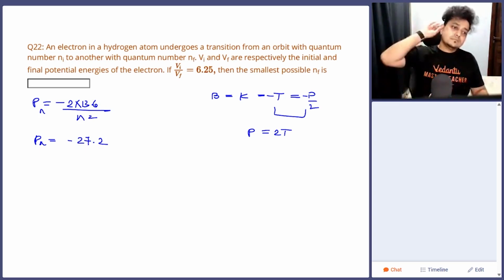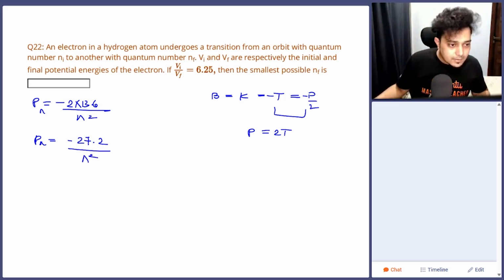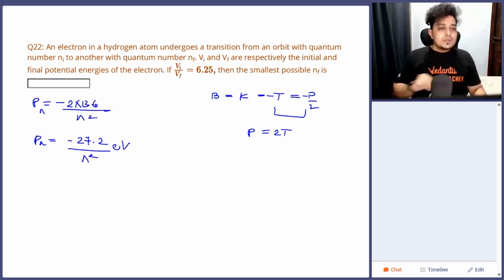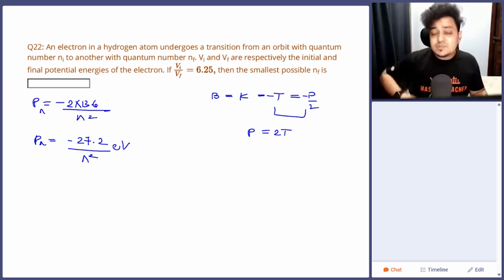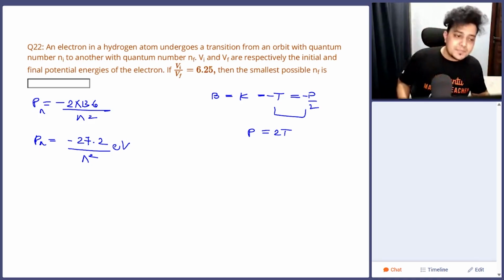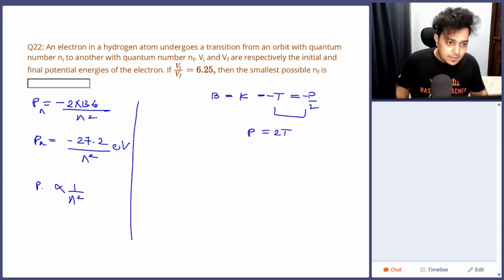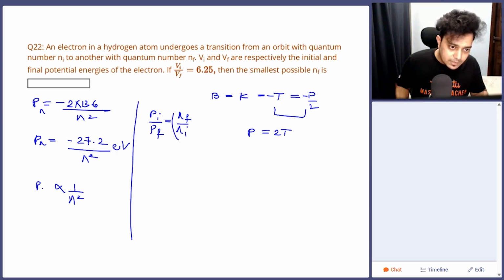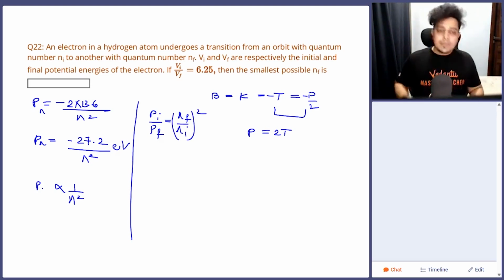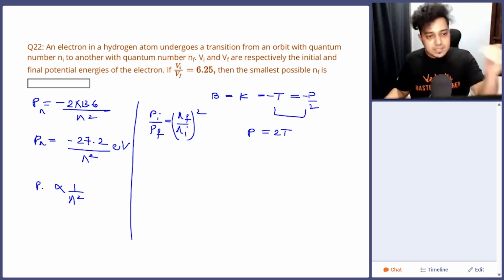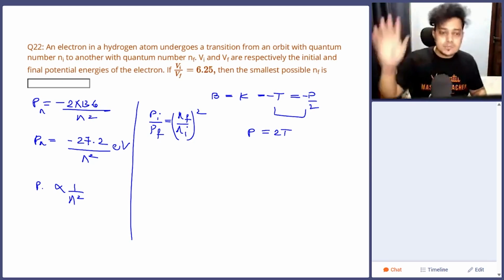So 27.2 divided by n square. Answer will be in electron volt. So what they have given us is the ratio of the potential energy. You can notice that potential energy is inversely proportional to n square. So we can write P initial upon P final is equal to n final upon n initial, the whole square. In its inverse relation, right? So potential energy initial upon final is equal to final upon initial, the whole square.